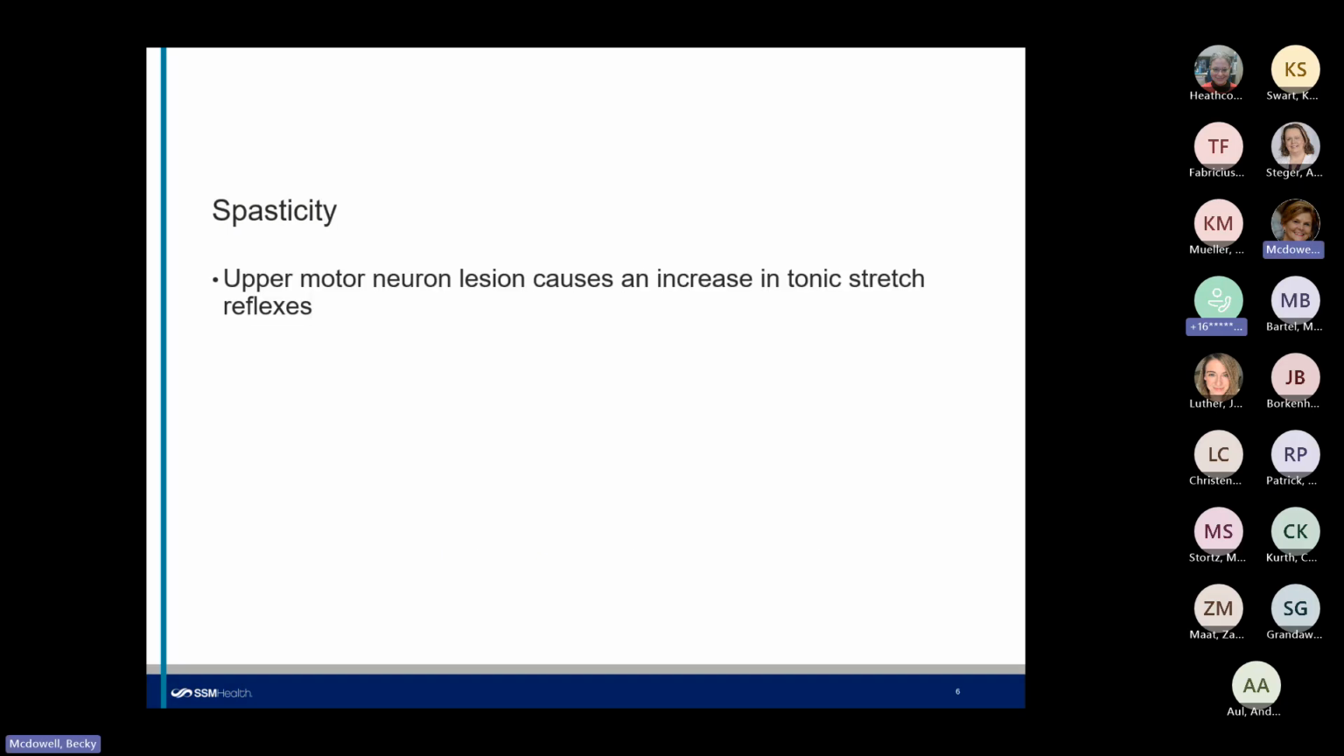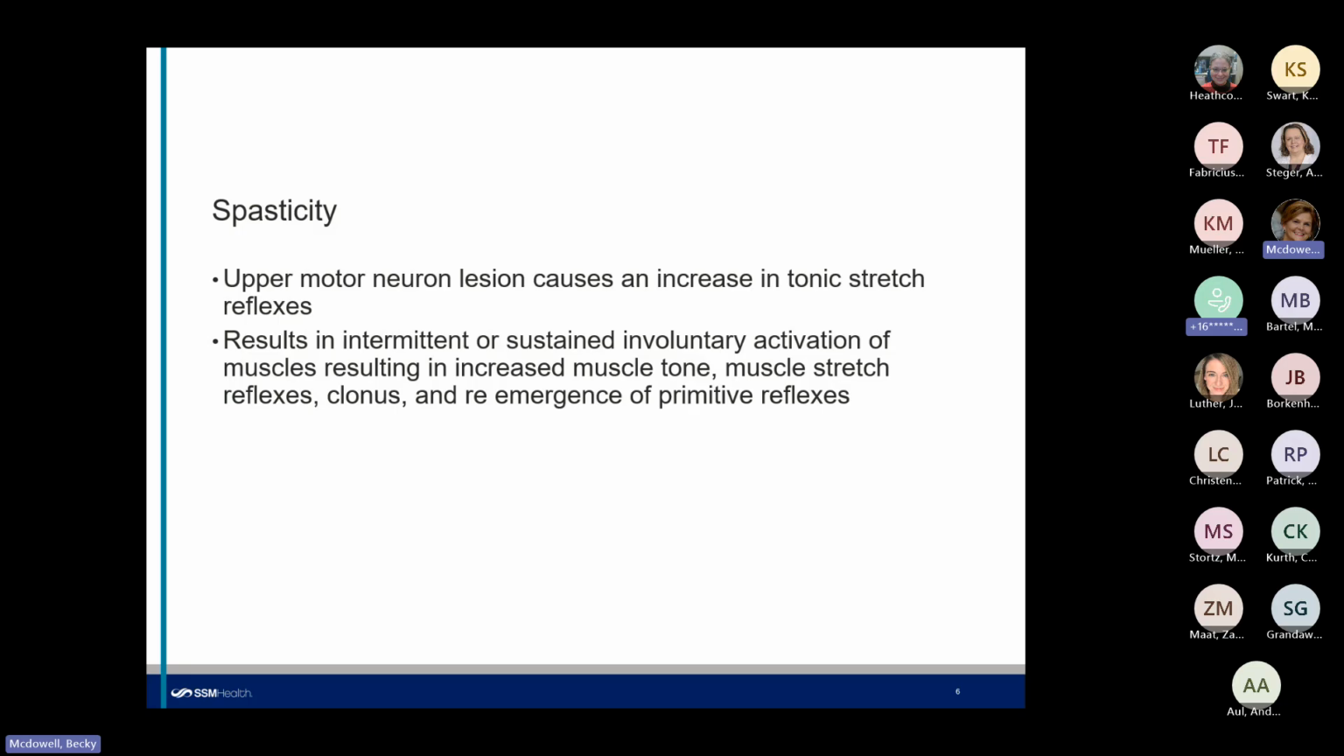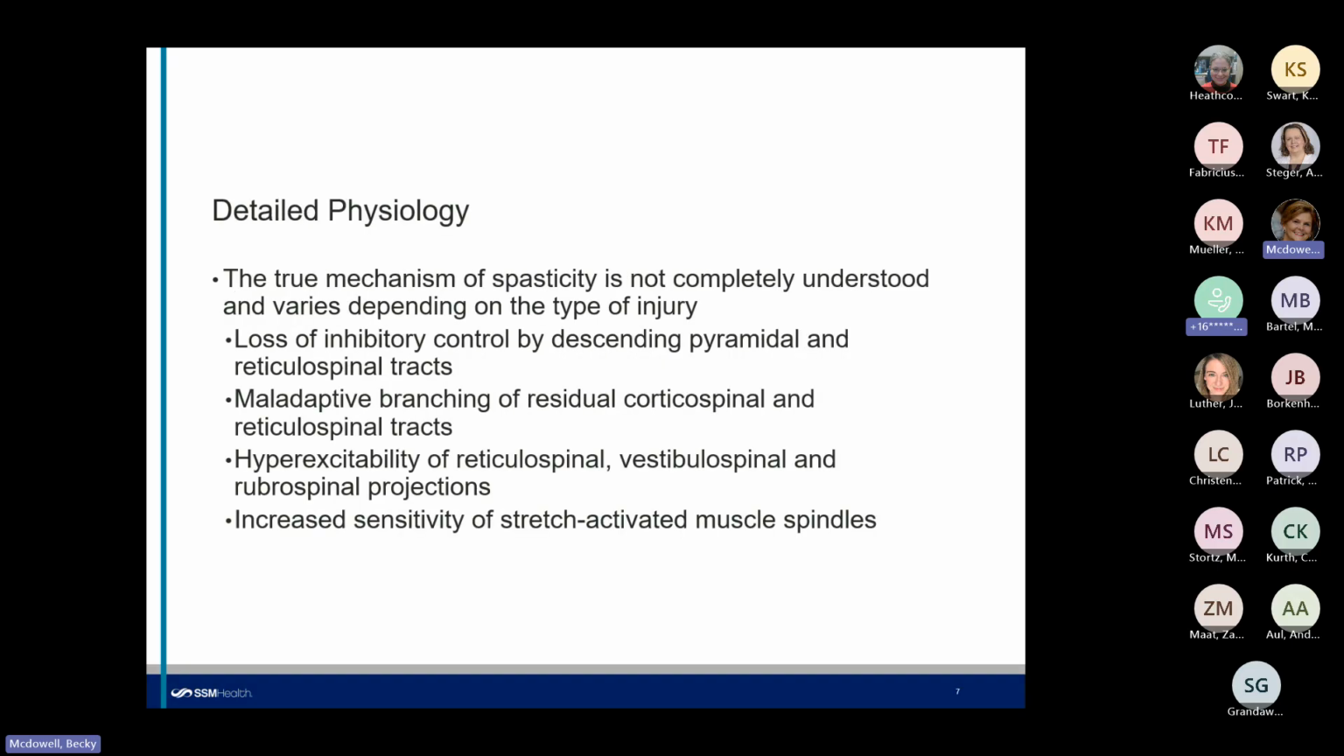So spasticity, in most cases, is due to an upper motor neuron lesion causing an increase in tonic stretch reflexes. This results in intermittent or sustained involuntary activation of muscles, resulting in increased muscle tone, muscle stretch reflexes, clonus, and the reemergence of primitive reflexes.